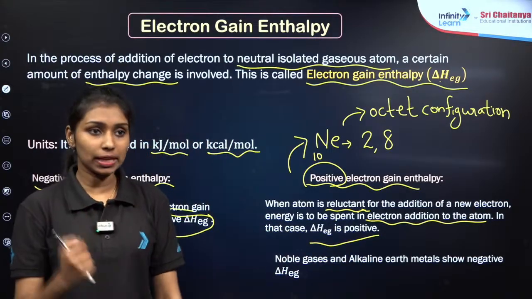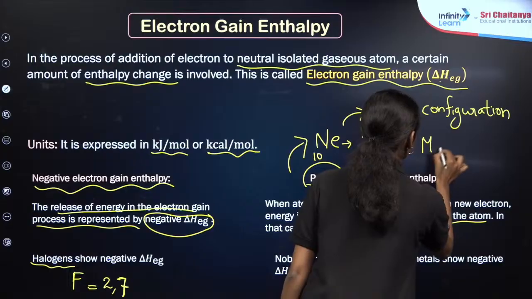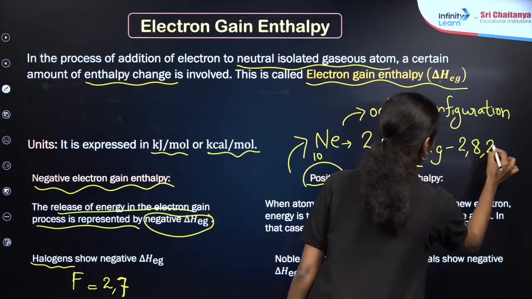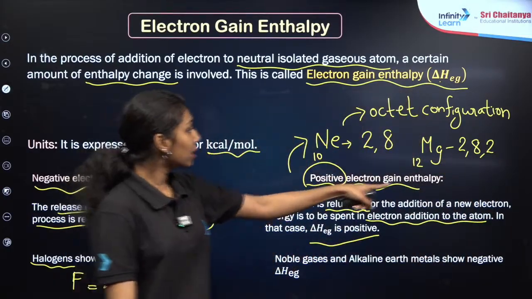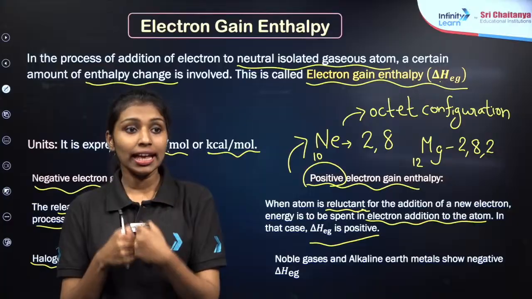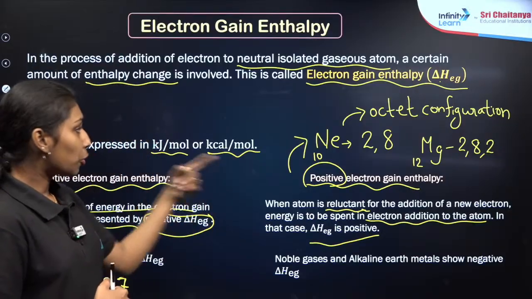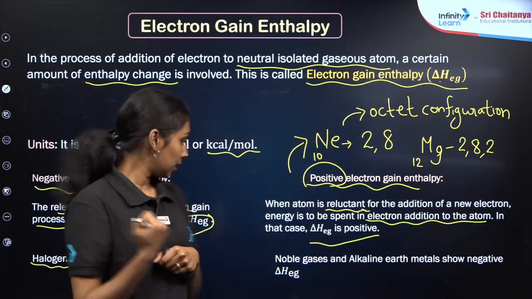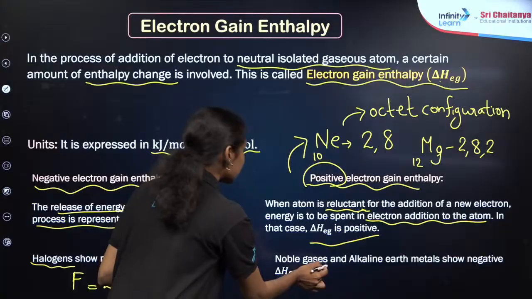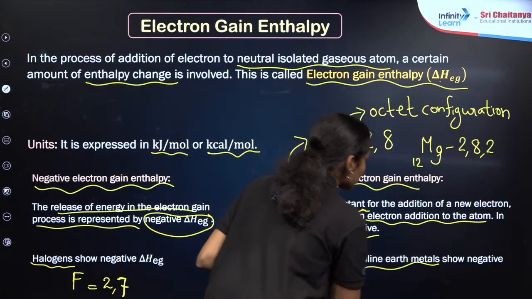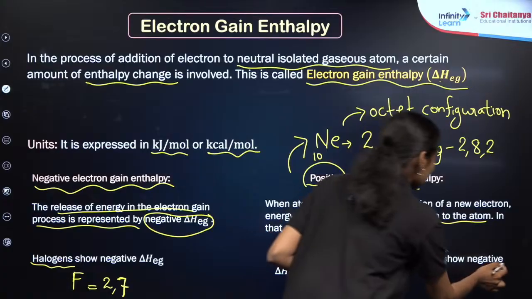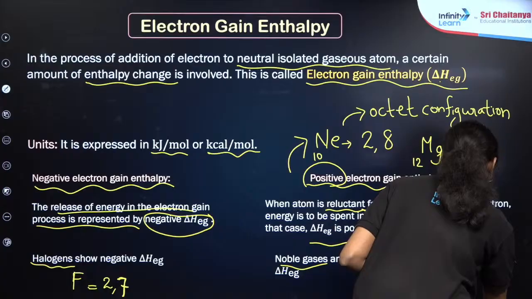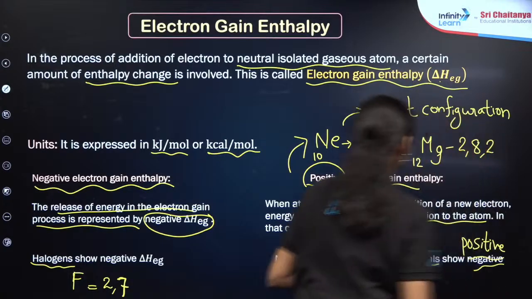Similarly, in the case of alkaline earth metals, for example magnesium, right? Magnesium is 2,8,2, a completely filled configuration having stability. To add one more electron to the Mg atom, it will require more energy, that is the positive electron gain enthalpy, right? These are the examples, noble gases as well as alkaline earth metals. They show the positive electron gain enthalpy. Clear?